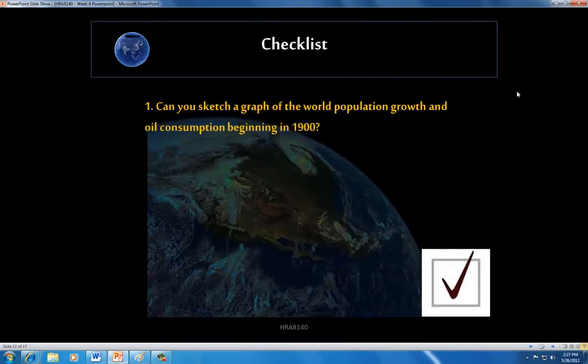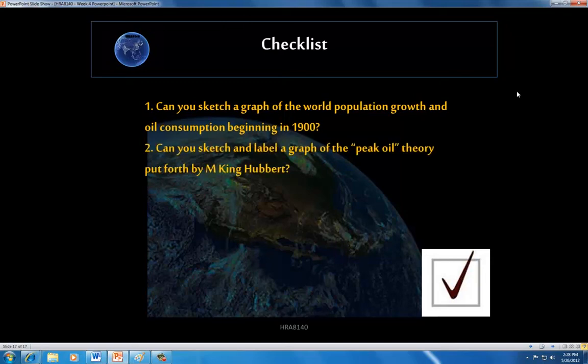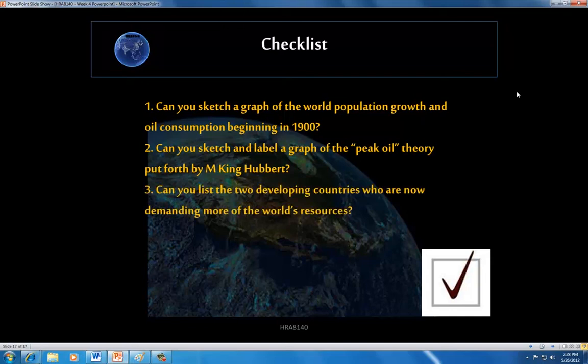By the end of this week, you should be able to sketch a graph of the world population growth and oil consumption beginning in 1900. You should be able to sketch and label a graph of peak oil theory put forth by M. King Hubbert. You should be able to list the 2 developing countries who are now demanding more of the world's resources. And you should be able to define sustainability and list those energy resources that are sustainable.